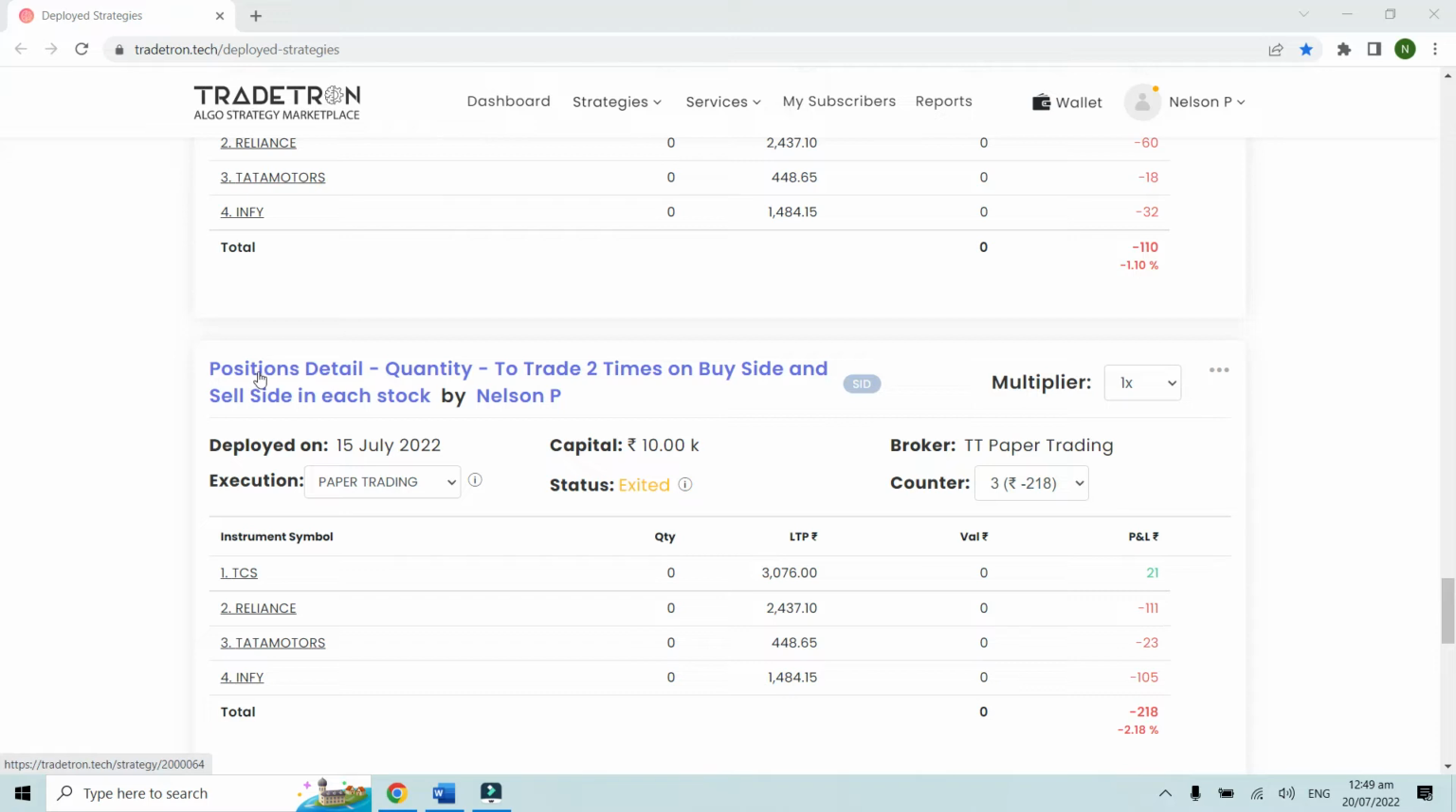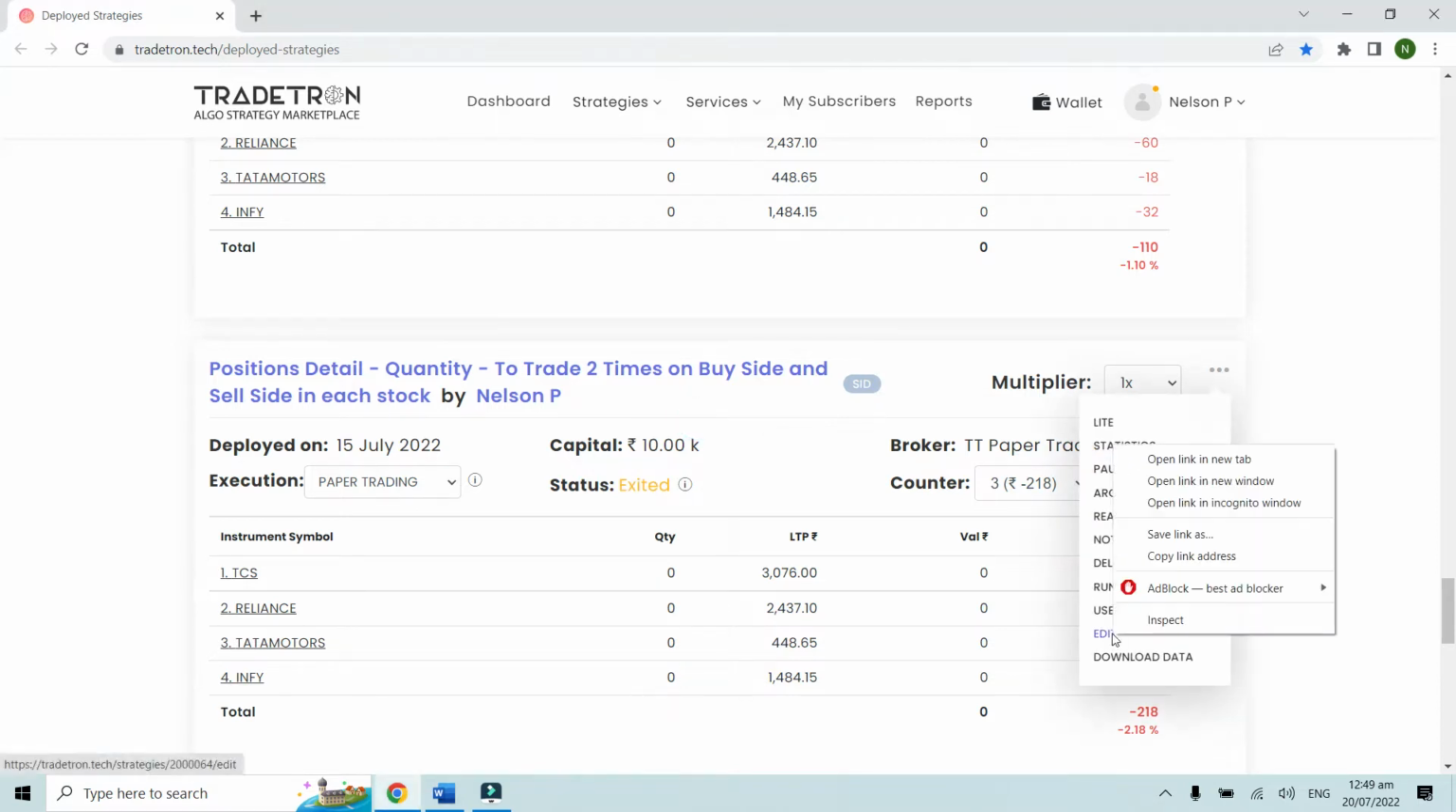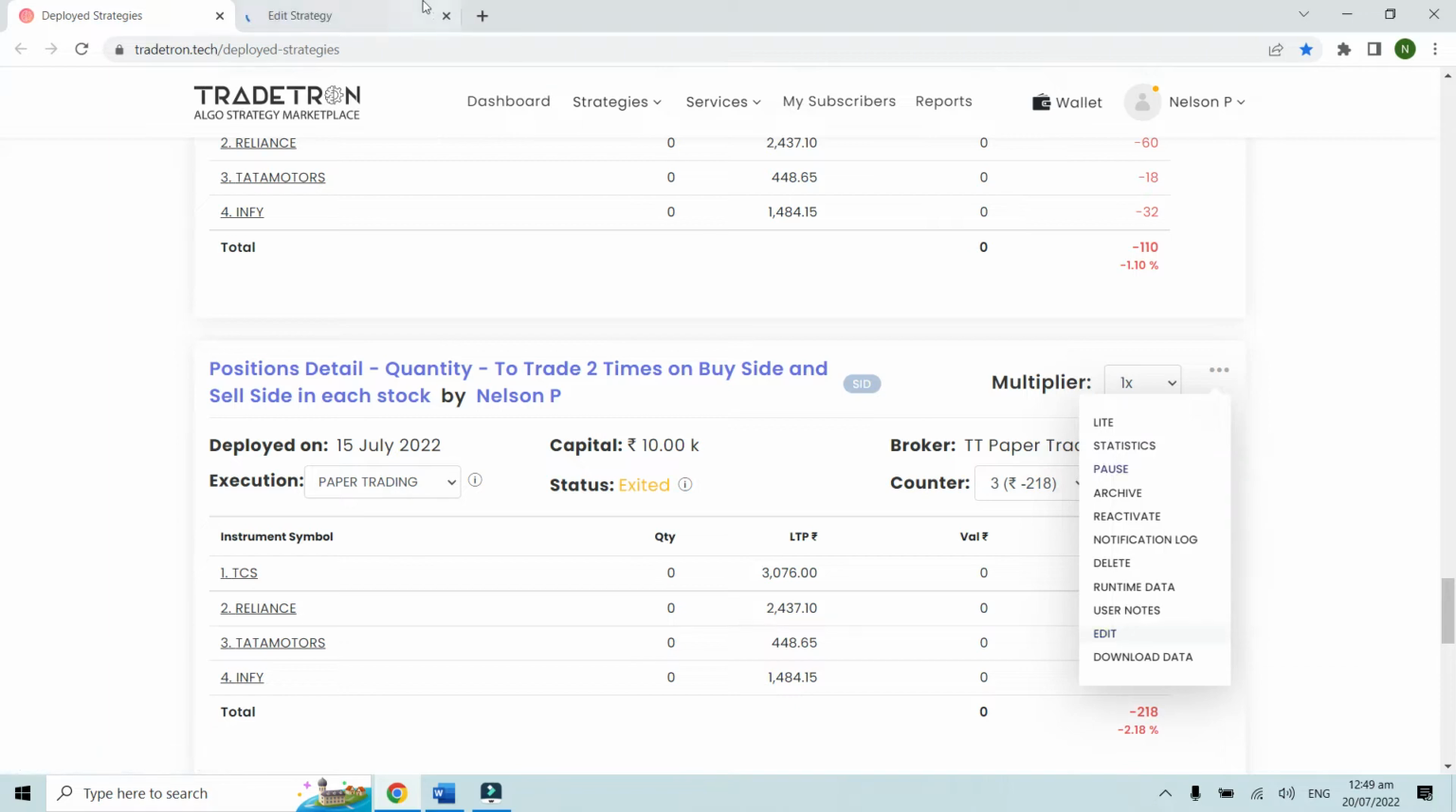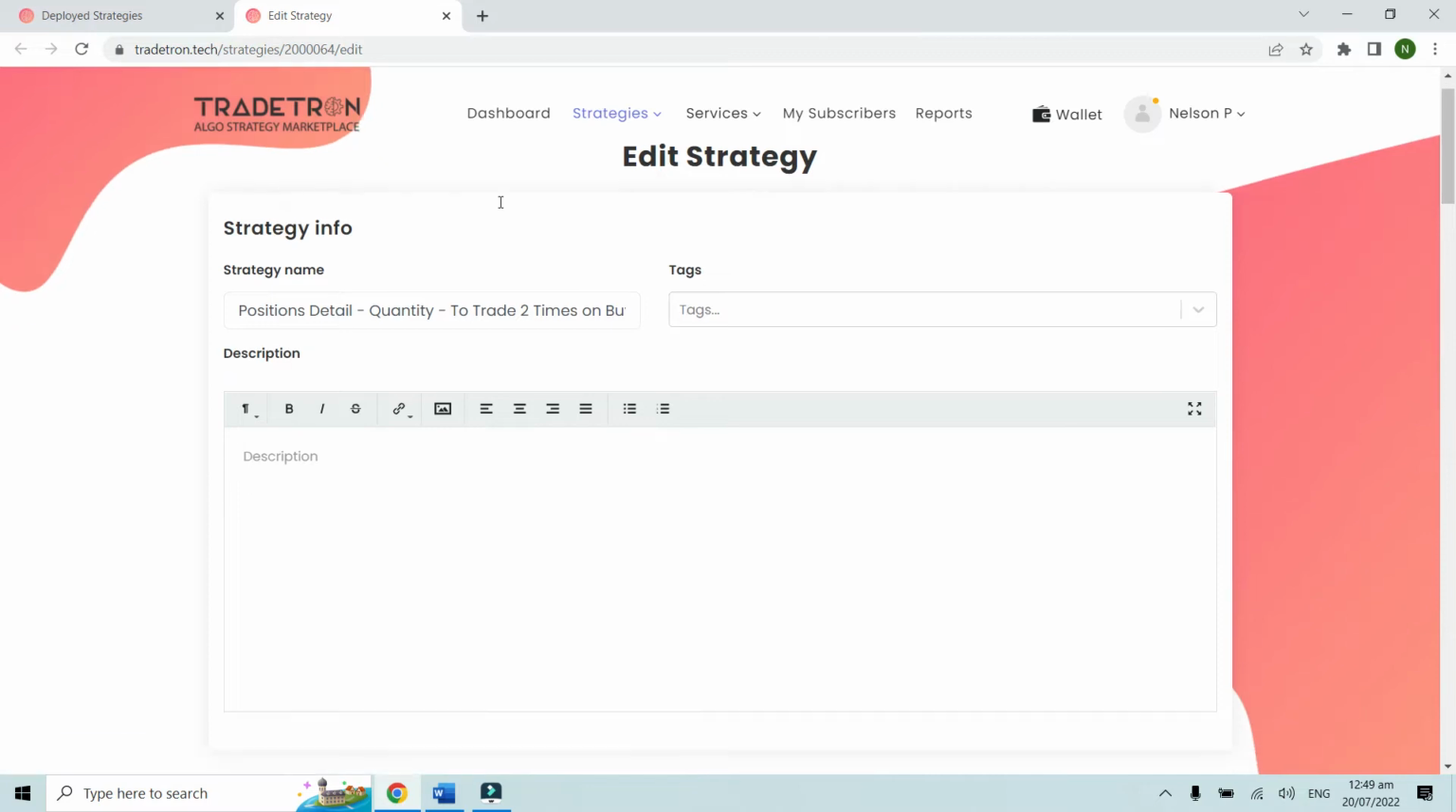The name of the strategy is positions detail quantity to trade two times on buy side and sell side in each stock. I'll show you the conditions of the strategy over here and also the formula that we have used in positions detail in order to restrict the entries.